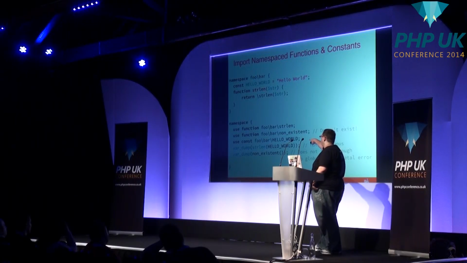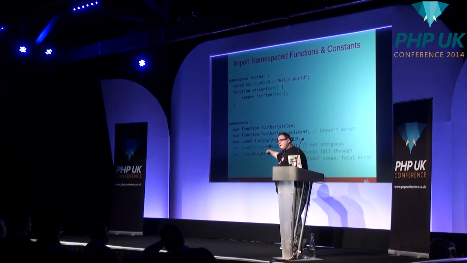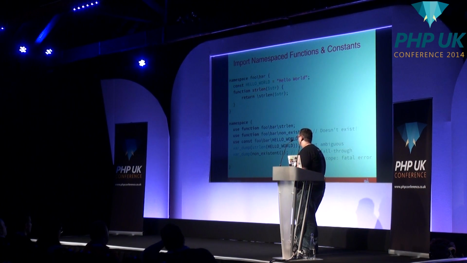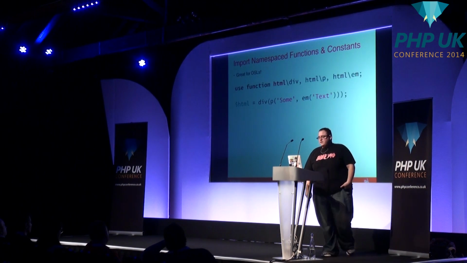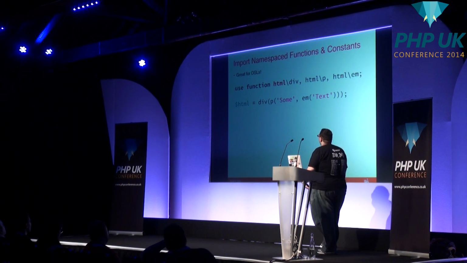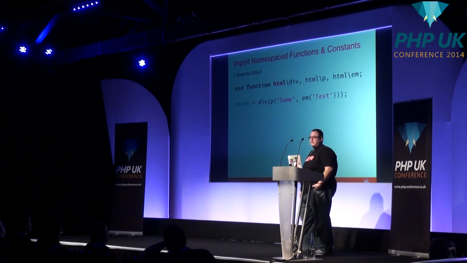But yeah, by using use function foo_bar strlen, it's no longer ambiguous, so we can call strlen without any slash behind it, or the fully qualified namespace. And then we can also use our constant, hello world, because we've imported that as well. It's great for domain-specific languages. So in this case, use function html div, html p, and now we have this really nice short syntax for templating, for example. This is pulled straight from the RFC.